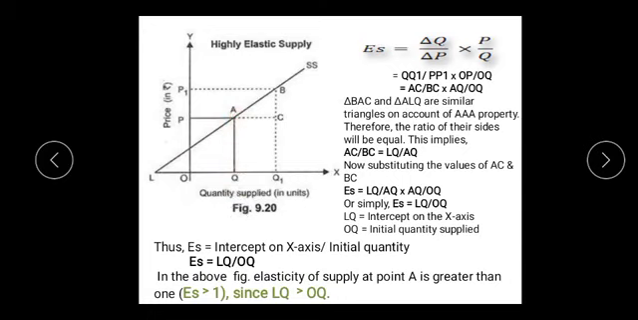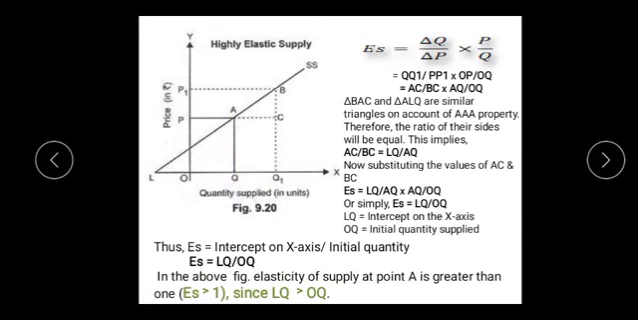Because triangle BAC and triangle ALQ are similar on account of AAA property, this means that the three pairs of corresponding sides are in the same proportion to each other, or we can say that the ratio of their sides are equal. This implies AC is equal to LQ and BC is equal to AQ. So the base of this angle is equal to base of this angle, and the perpendicular of this angle is equal to perpendicular of this angle. So AC is equal to LQ and BC is equal to AQ.